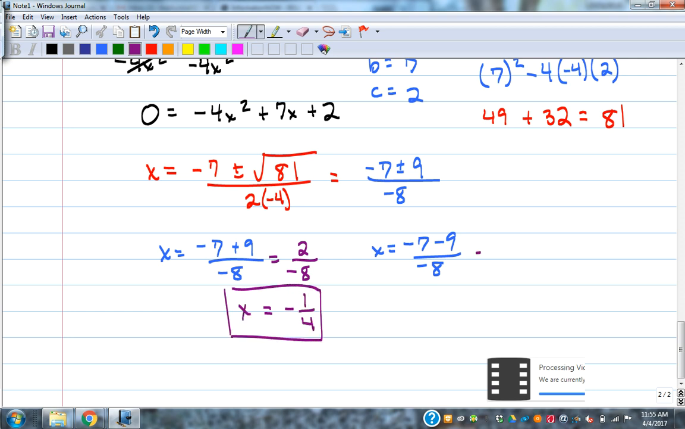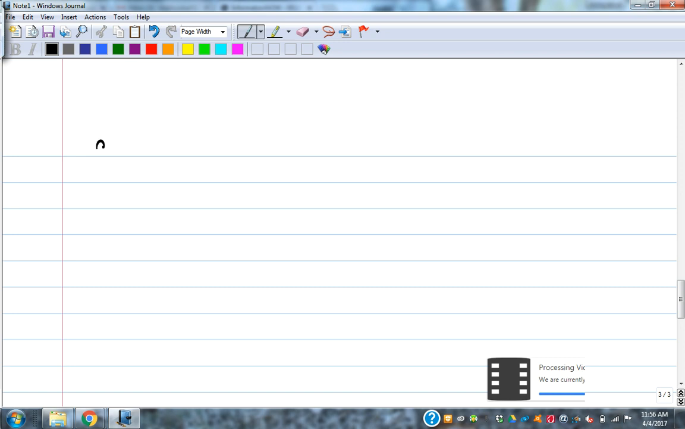There's one answer. Negative 7 minus 9 would be how much? Negative 16 divided by negative 8. Reduce that. How much is it? It's 2. 2 real solutions. Negative 1/4, positive 2. All right. Not rocket science here.